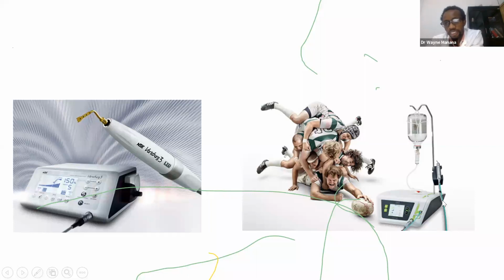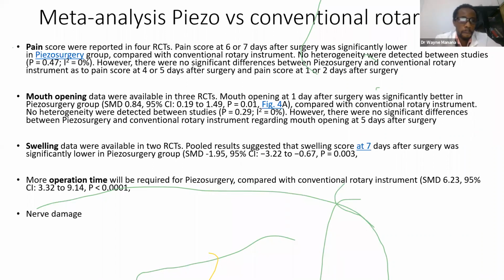There has been a scramble, and slowly, I think 15 years from now, we would have moved from conventional rotary instruments, because now even several meta-analyses have been done to look at the pain score. For example, there are 4 randomized control trials that have already been done, and they found that if you do third molar surgery, for the piezoelectric group the pain was significantly lower at about a week post-op compared to conventional rotary instruments. However, there was no difference after several days.